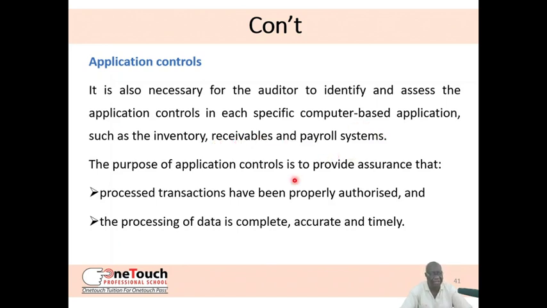The purpose of application control is to provide assurance. What is the purpose of assessing the computer system to see if there are controls? It is to enable you to be sure that the processed transactions have been properly what? Authorized. Yes, you want to see whether the transactions that they process are properly authorized. And then the processing of data is complete, accurate, and timely. So these are the main reasons for what?